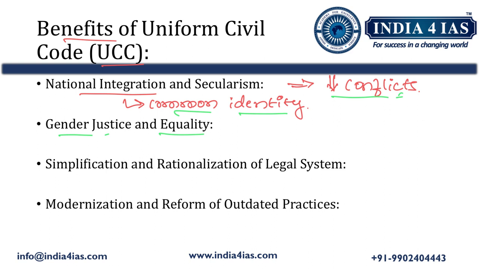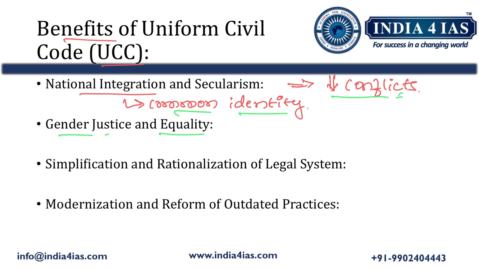Because of this, women are being oppressed, and there is no gender equality between men and women in matters related to marriage, divorce, inheritance of property, adoption, etc. So, because of these reasons, women are being oppressed, and there is gender inequality and gender injustice in India. So, by implementing the Uniform Civil Code, we can ensure gender justice and equality.